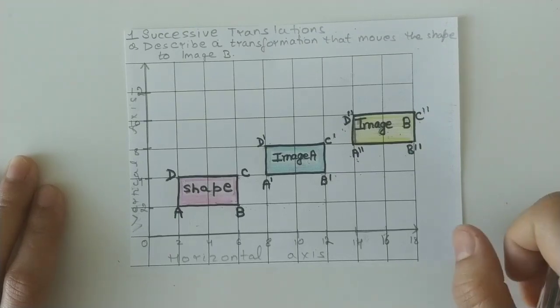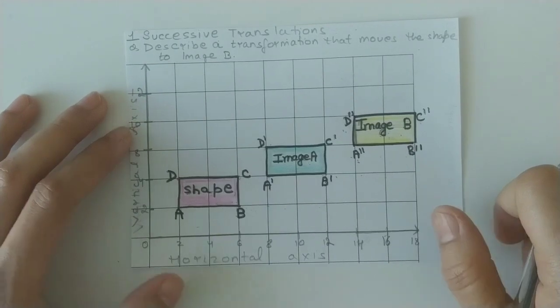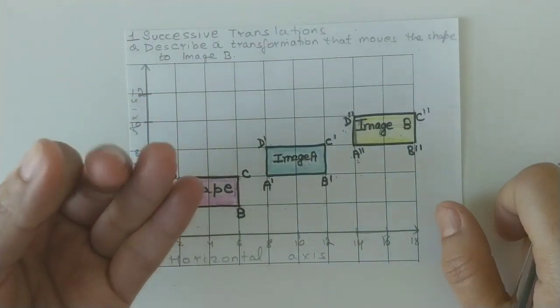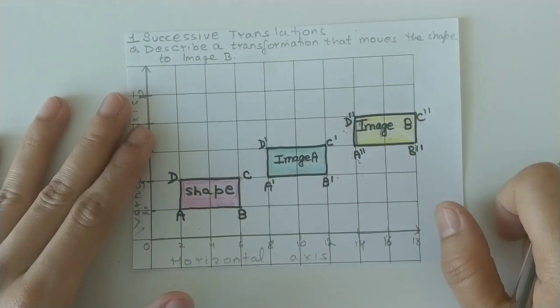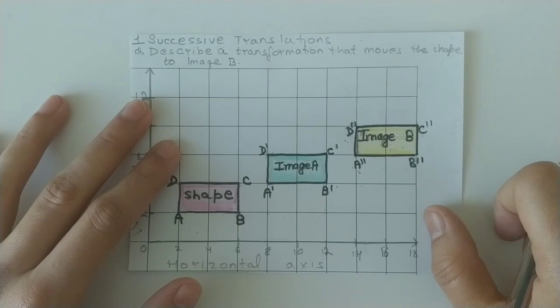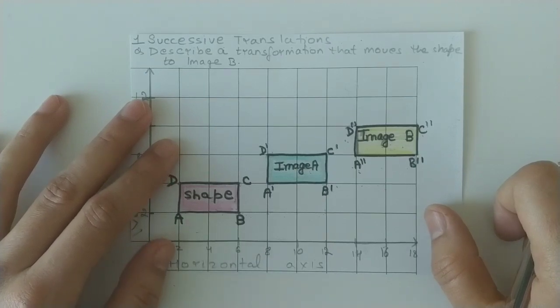Last week for math, we studied transformation, three different types of transformation: reflection, translation, and rotation. This week you're going to learn about successive transformation and combining transformation. In this video, I'm going to talk about successive transformation, the types of successive transformation.